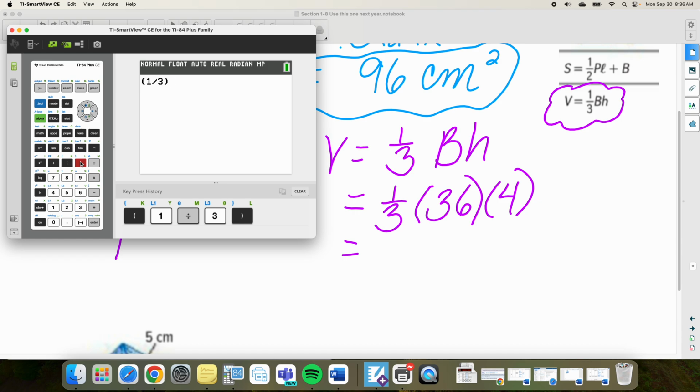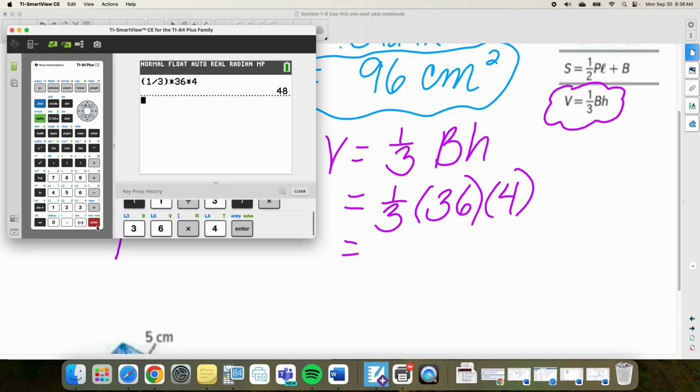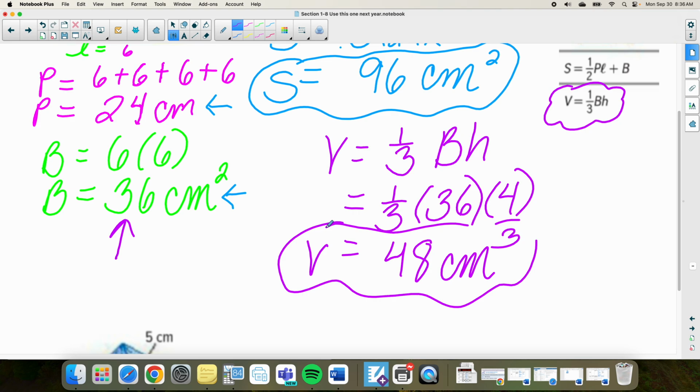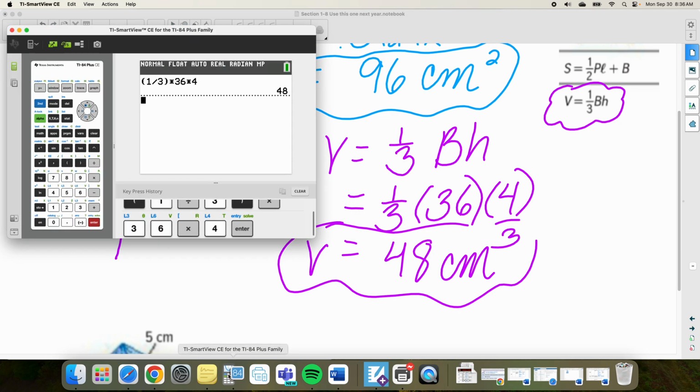If you have the CE version of a calculator, there is one other way to do a fraction, and I'll show you that in a second. So I'm going to just finish this and go times 36 times 4, and we get 48, and that is in volume, so it's centimeters cubed, like that, okay?